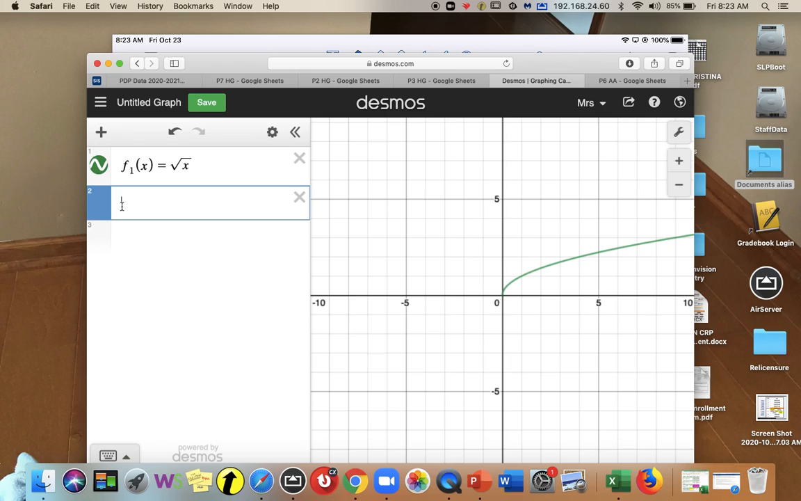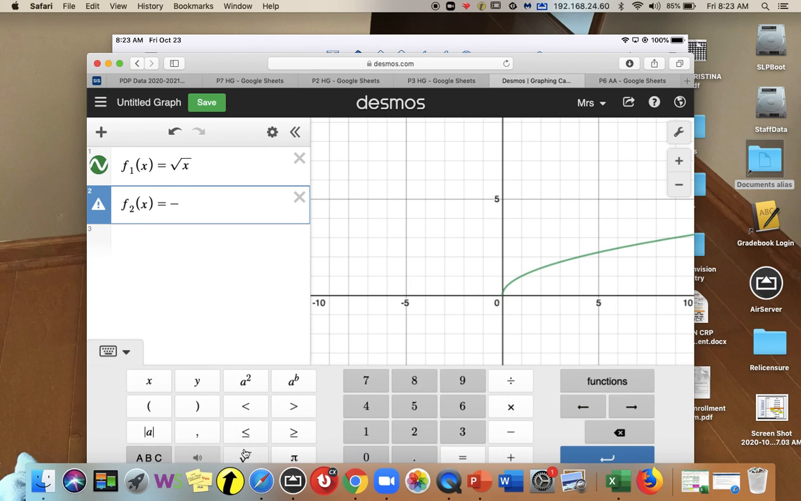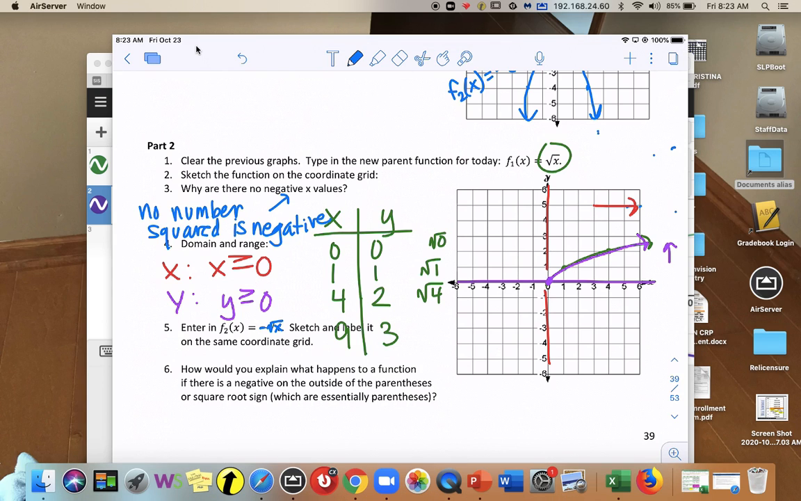So I'll call my second graph f2 of x, just means my second graph. Let's put that negative on the outside. And you can put parentheses, but you don't need it with the square root, so here it is. And if you made the prediction that it's upside down, that it is a mirror image, it flips over the x-axis, you would be correct. All right, so let's write that down. So here is our reflection.